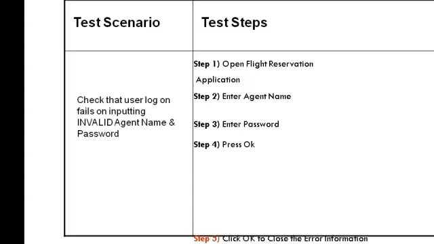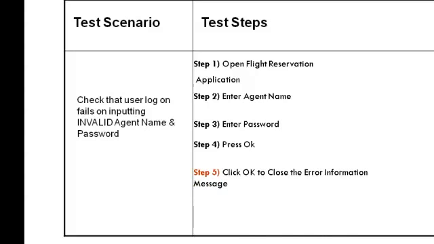The difference would be step number 5, click OK to close the error information dialog box. Step number 6, close the logon dialog box. Since the steps 1 to 4 remain the same, we can reuse the script we had recorded earlier.